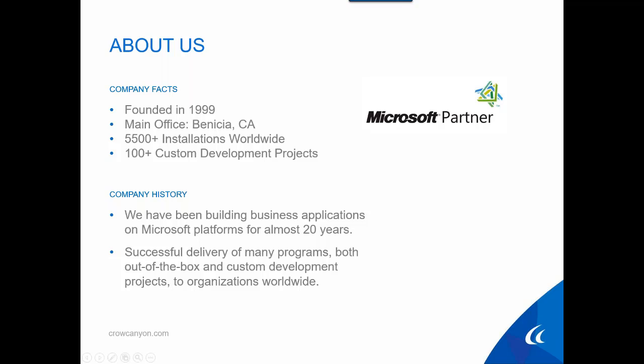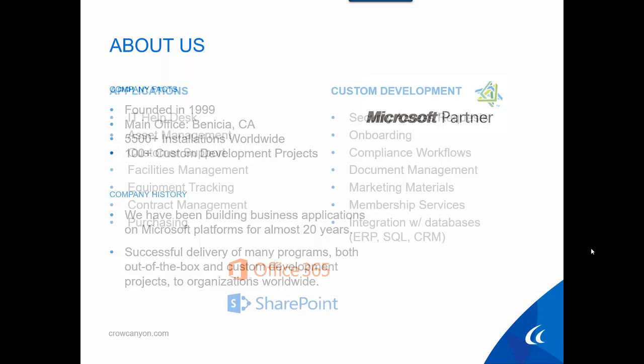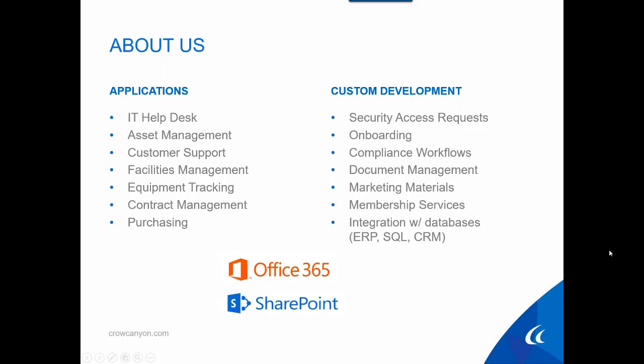Some of those have been enhancements of our out-of-the-box solutions as well as one-off work. Let's go on to the next slide. We do have a help desk, but that's not the only product that we offer. We have a number of out-of-the-box solutions that we have built and configured that can be installed very quickly. There's the help desk, and the extension of the help desk with asset management, which we'll talk about a little bit today. Customer support, facilities management, equipment tracking. There's a number of solutions that we built on a common framework, and we offer those all as out-of-the-box products.